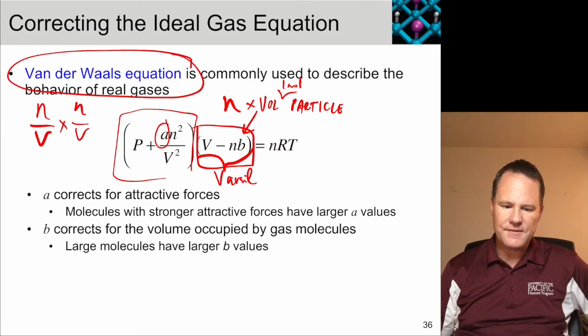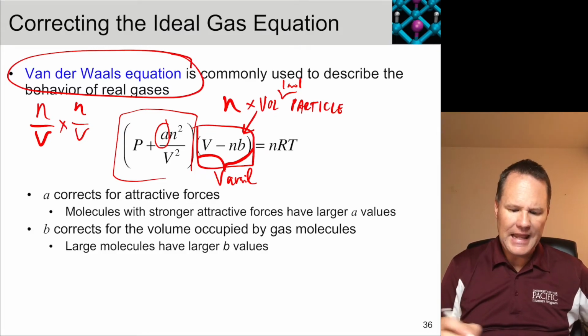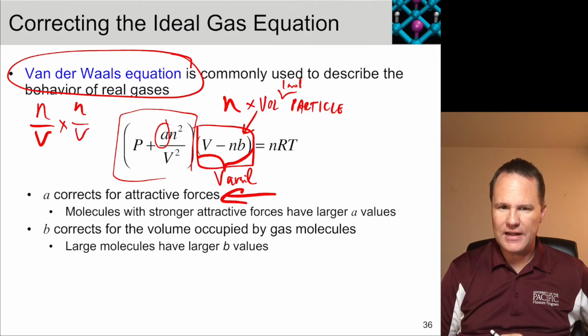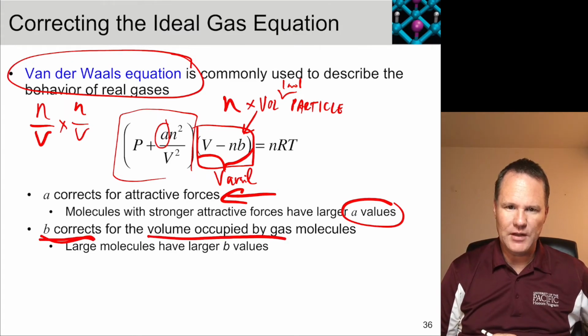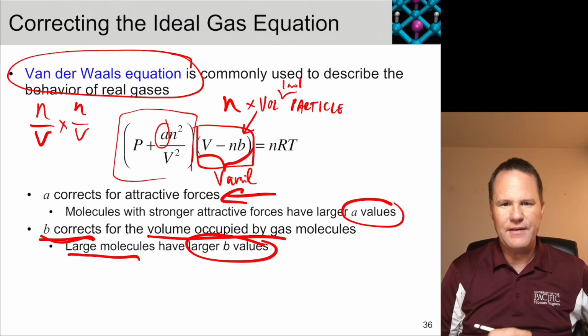Okay, so the van der Waals equation is a real gas law, and the A corrects for the attractive forces. That is, the larger the A, the stronger the attractive force is here, right? And then the B corrects for the own volume of the gas molecules. The larger the molecules, the larger B values you have.